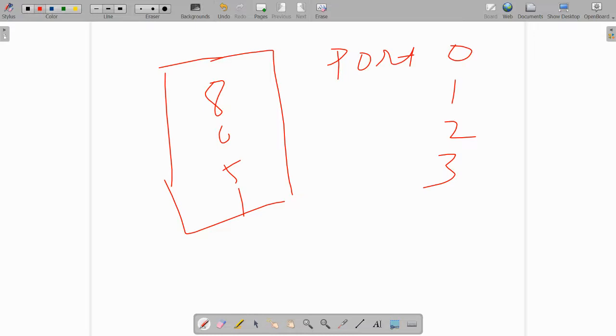Now regarding the port 0, I forgot to tell you one thing about port 0. Can anyone of you tell me where is your port 0? At which side? Top left, top right, bottom left, bottom right. Where is your port 0? Port 0 pins. Top right. Here, this side. Am I right?